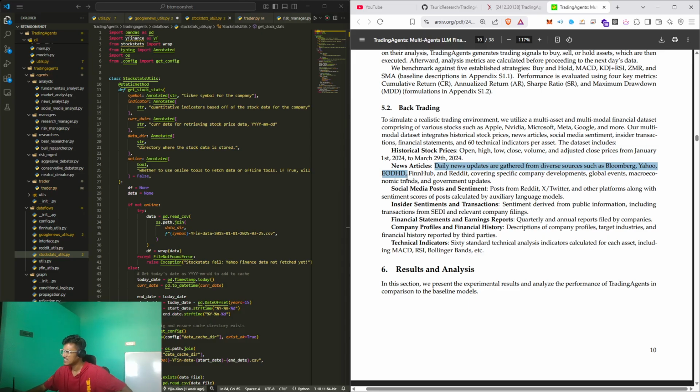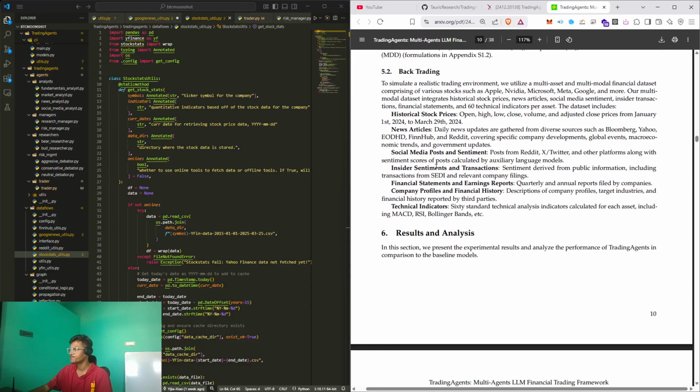EODHD, FinnHub, and Reddit, covering specific company developments, global events, macroeconomic trends, and government updates. Right. Another is social media posts and sentiment. Posts from Reddit, X, Twitter, and other platforms, along with sentiment scores of posts calculated by auxiliary language models. Right?